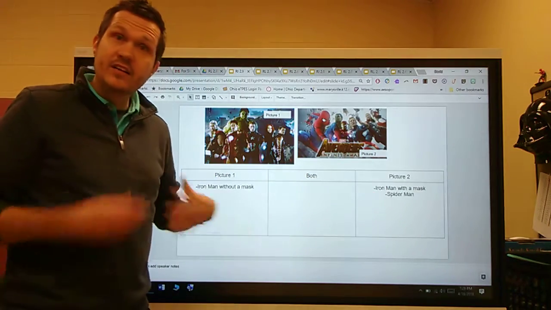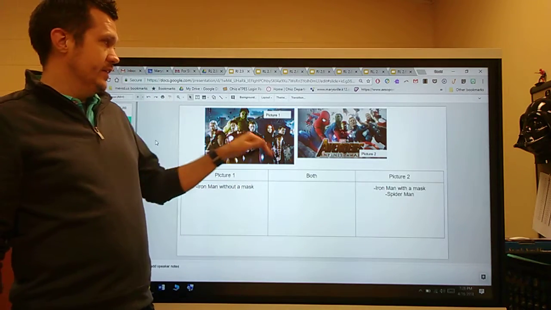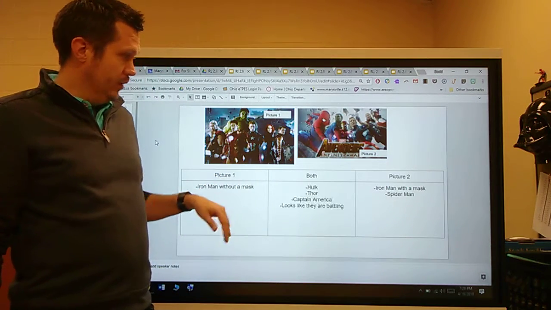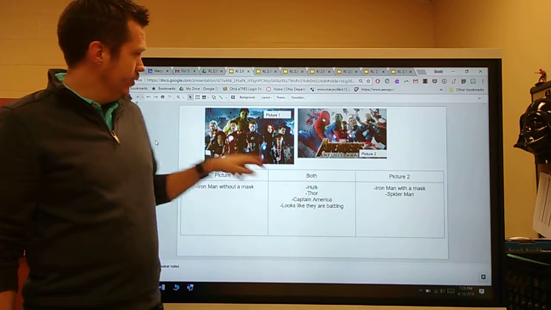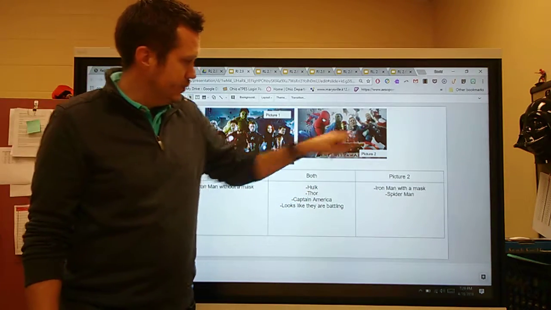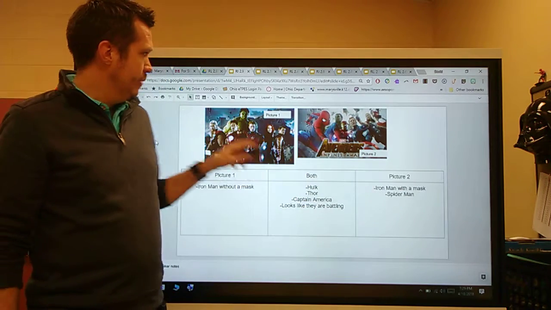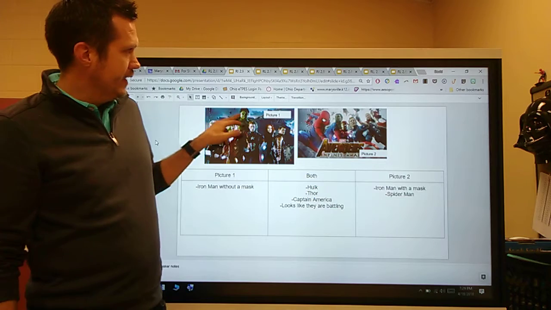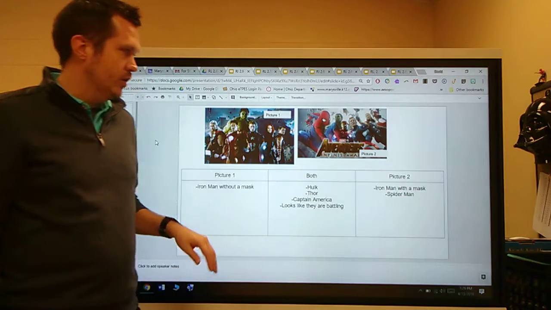In the middle, we're going to list the things that they have the same. So when we look at this, what are some things they have the same? Well, they both have Hulk. See, there's Hulk, there's Hulk. They both have Thor. There's Thor, there's Thor. Captain America, and it looks like they're battling. In the background I can see people flying around, and it just kind of looks like a battle or some chaos going on in the background.